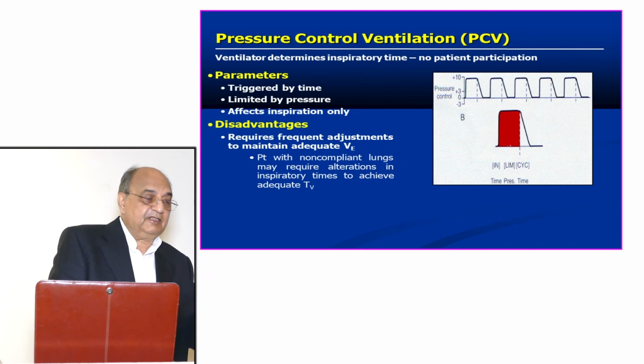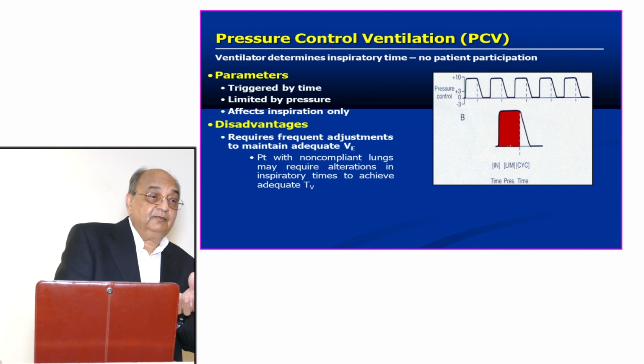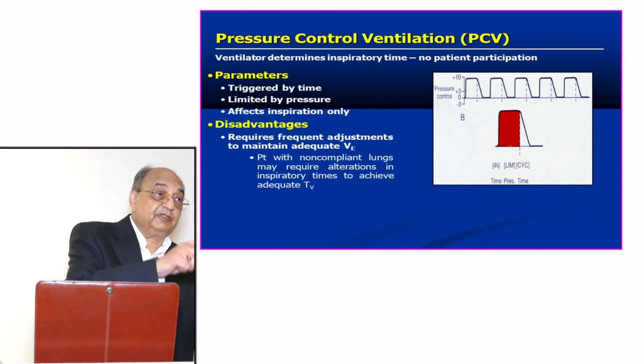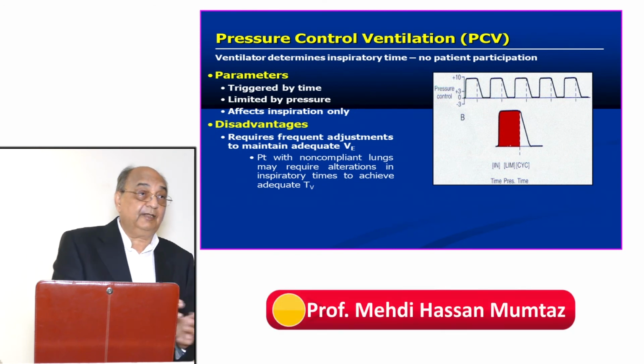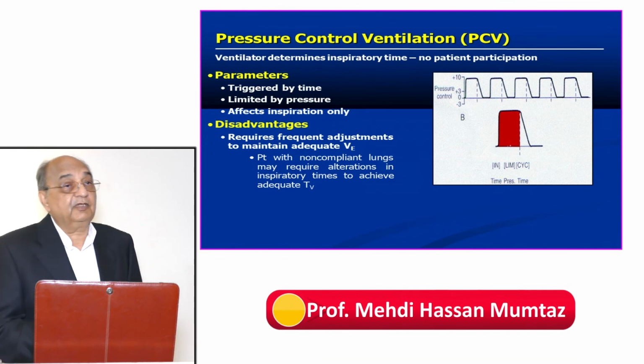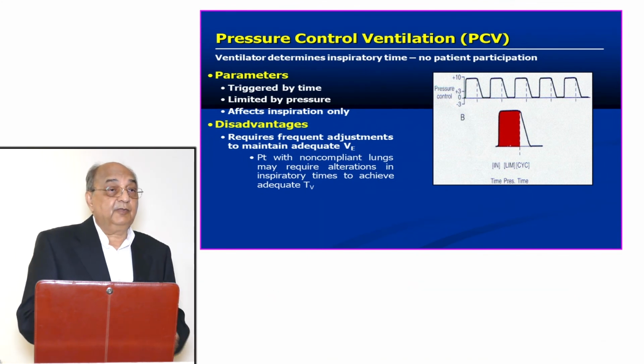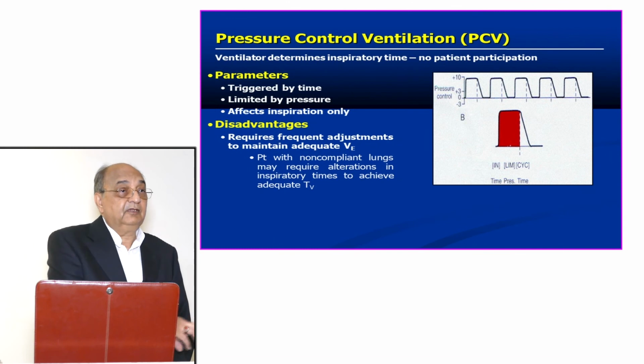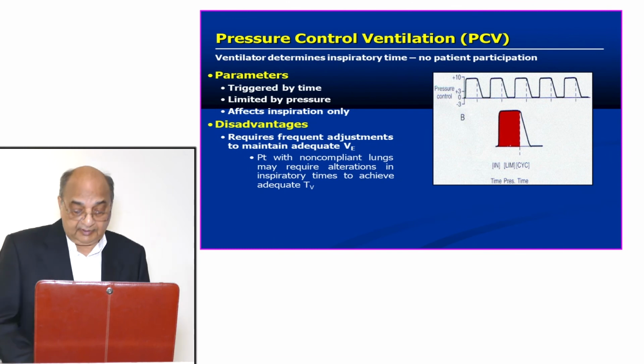Suppose the patient's disease is cured and the lungs become expansile. With the same pressure, now it can deliver more gases, so then you have to reduce the pressure. If the lungs have become worse, you might have to increase the pressure to have the same desired volume. So you will have to be very vigilant when you put on a pressure control ventilation. You might have to adjust from time to time to have the desired volume into the lungs.